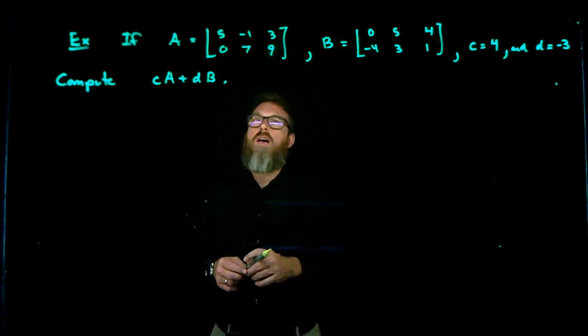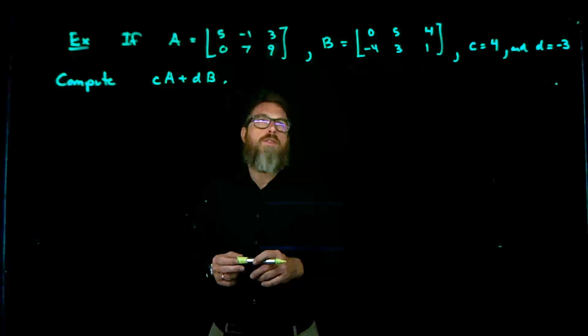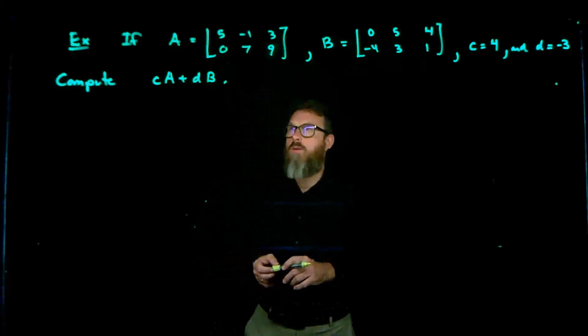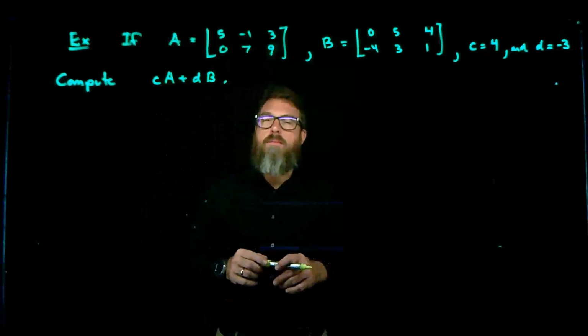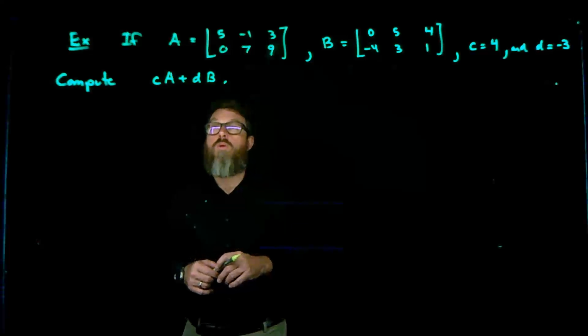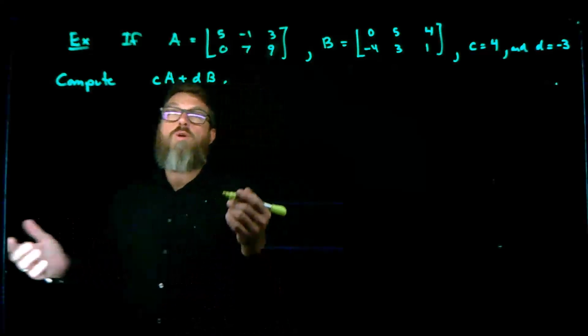So our example is if A is equal to this 2 by 3 matrix and B is also a 2 by 3 matrix, and we have a couple of real number scalars, what I want to do is compute this linear combination of matrices. So CA plus DB. I'm just going to write this out.